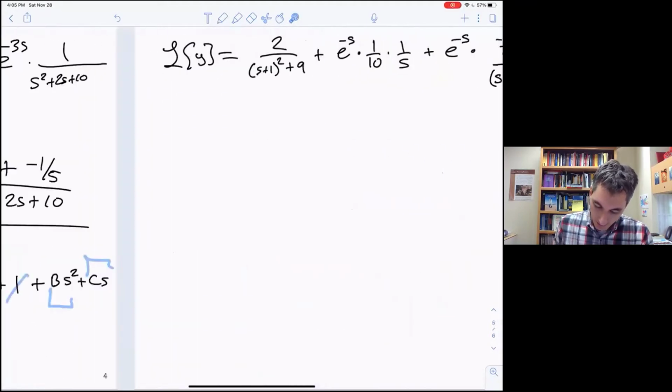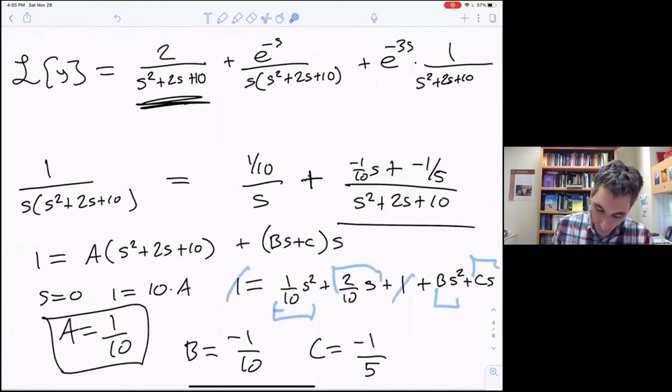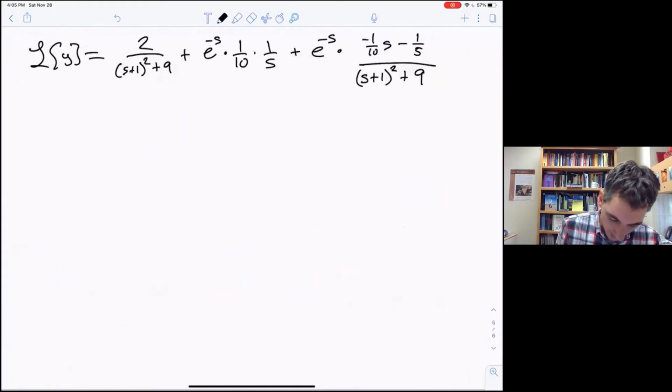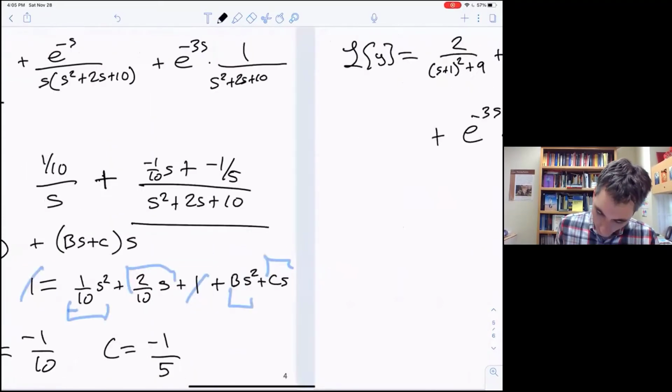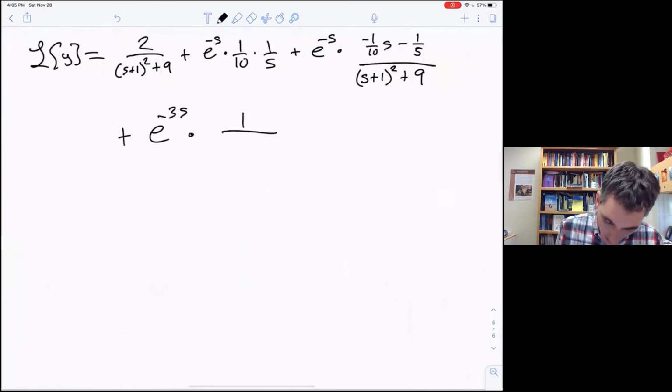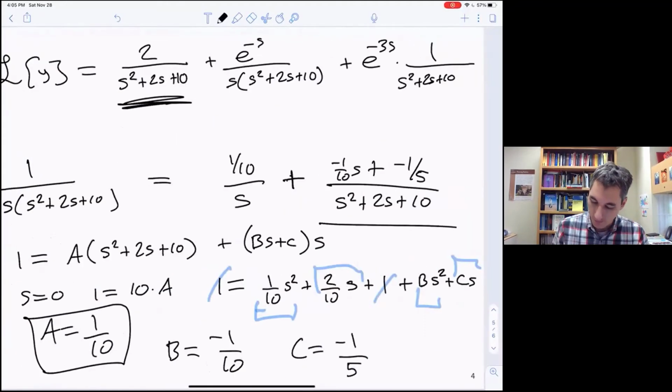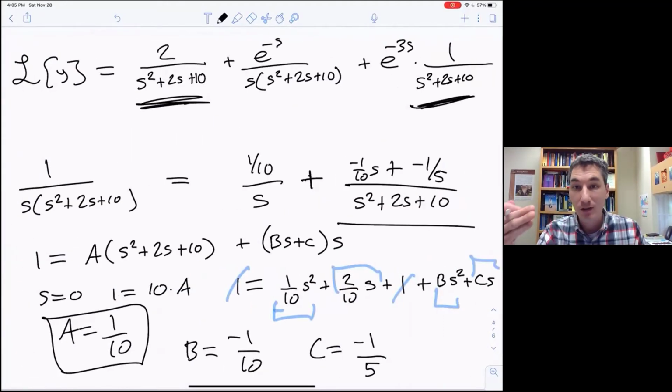And then we've got the last term, which has an e to the minus 3s on it. So plus e to the minus 3s times, was it just 1? Yeah, just 1 over s plus 1 squared plus 9. Again, that's just the characteristic equation right here, factored into that s plus 1 squared plus 9.